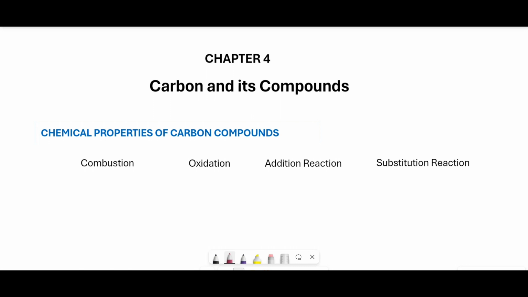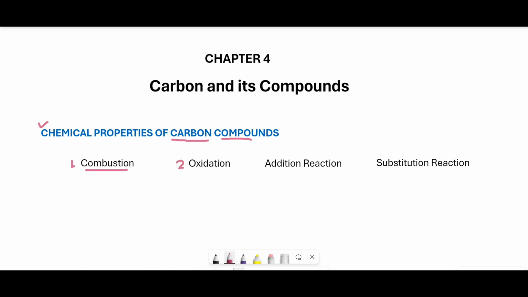In this lesson, we are going to study about chemical properties of carbon compounds. Chemical properties means what are the chemical reactions that carbon compounds undergo. So there are four important types of reaction carbon undergoes. The first one is combustion.